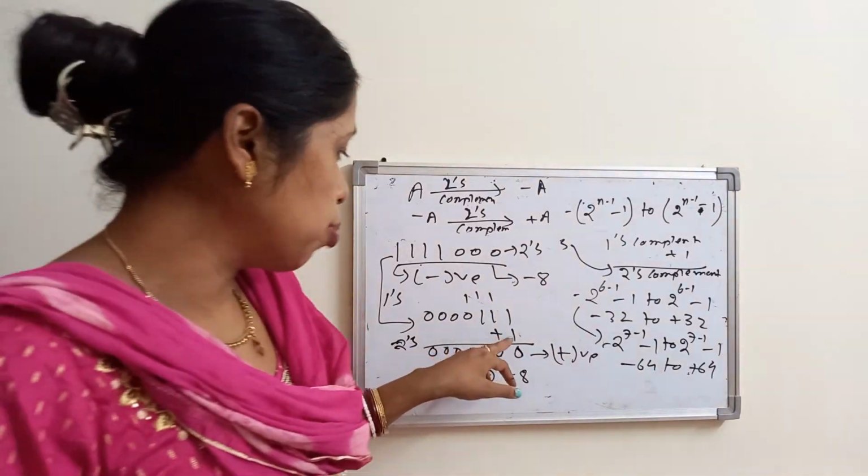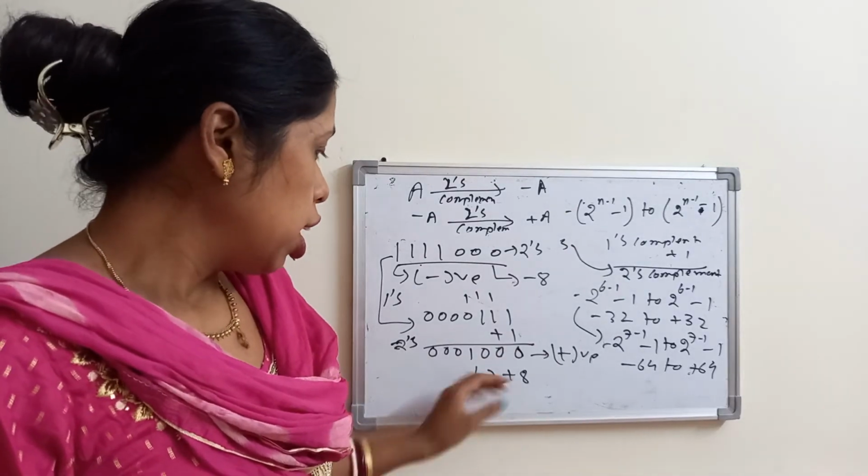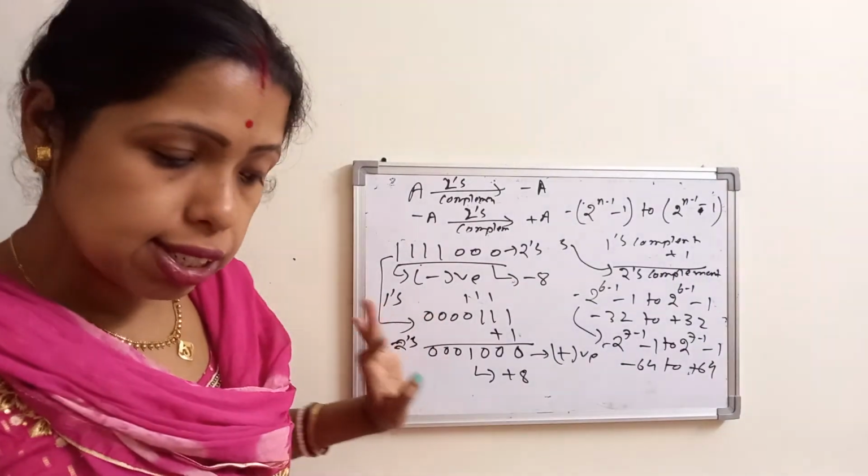Okay, so here I am getting plus 1, so I am getting this number. This number means it is plus 8. If it is plus 8, that means the opposite number is minus 8.